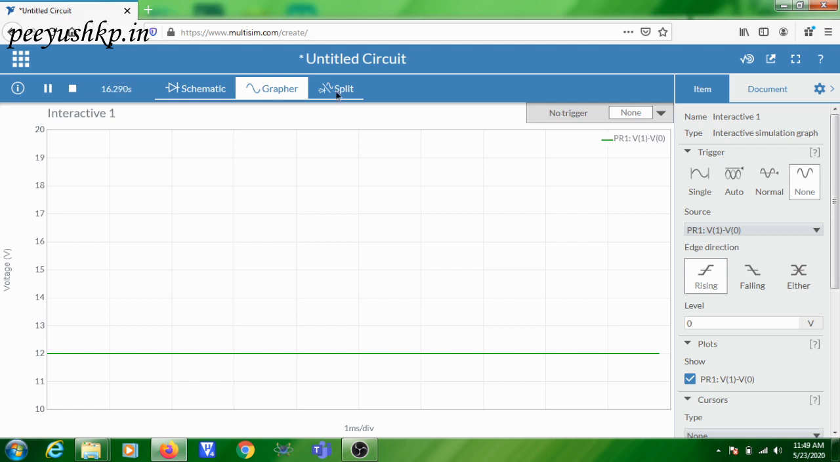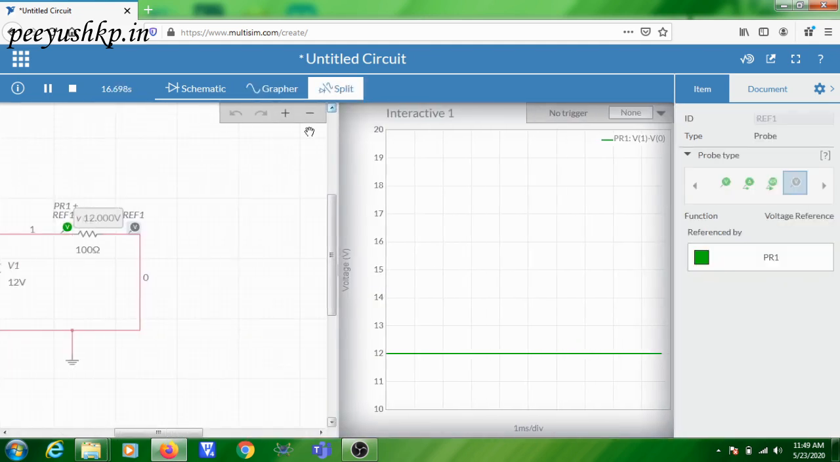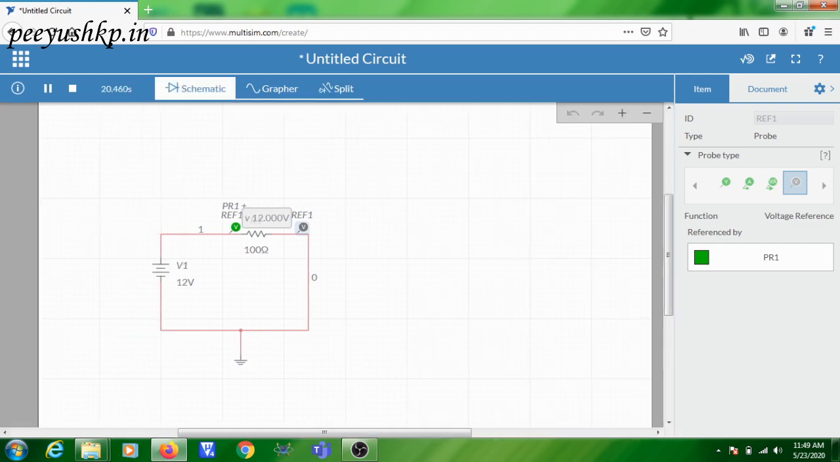When you select the next icon, you can see both the circuit as well as the graph. So this is the circuit and the simulation is running. Now it is currently at 18.7 seconds. At that time, what is the voltage? 12 volt. So this is how you see the simulation. Now you have seen the voltage.